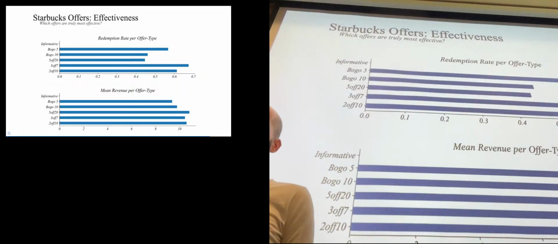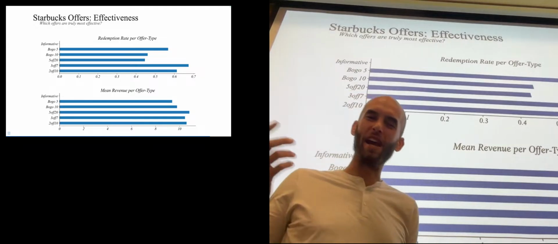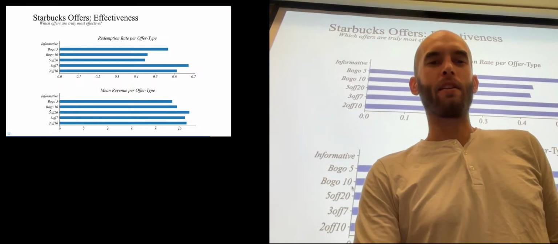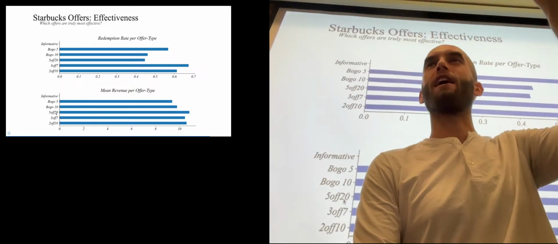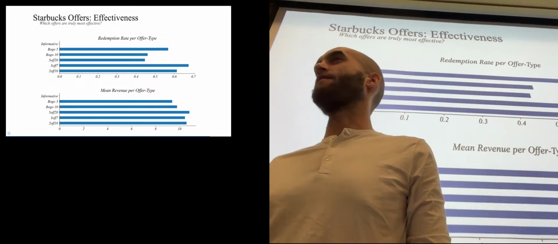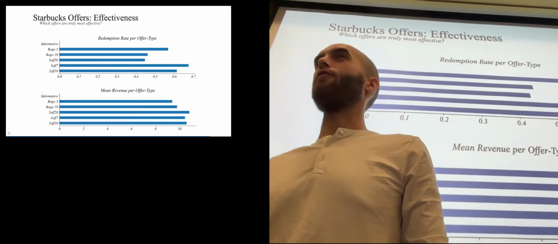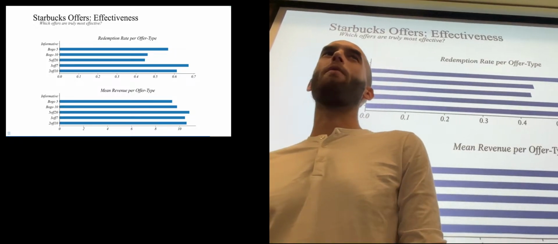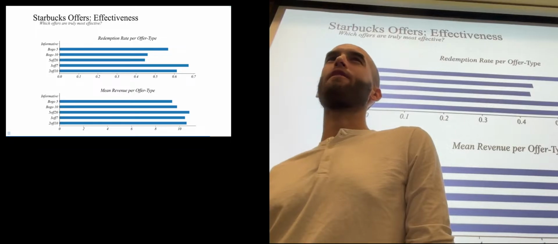Anyone want to make a case for a different, most effective offer? Okay, so yeah, 5 off of 20, it wasn't actually redeemed that often, but the expected return per offer sent is actually pretty high. In fact, it's the highest one. So from a Starbucks perspective, maybe that's the better one. We just want to send out the offer that brings in the most money every time we send it. Anyone want to make a case for a different offer being the most effective?